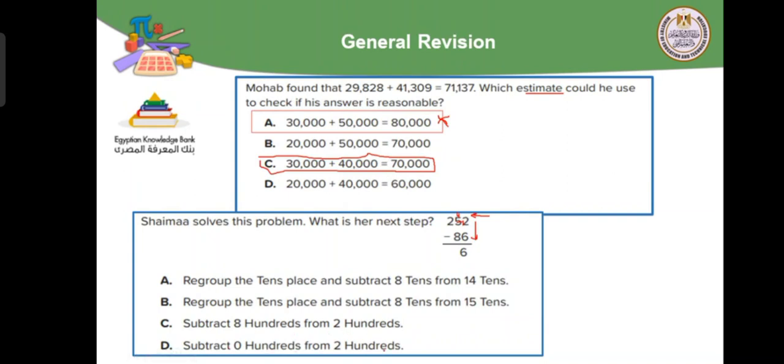What did we do? First, we subtract 2 minus 6, but you can't do it. So we regroup the tens place value, okay? And subtract 8 from what? From 5 or from 14? From 14. Okay, so the correct choice is number A.